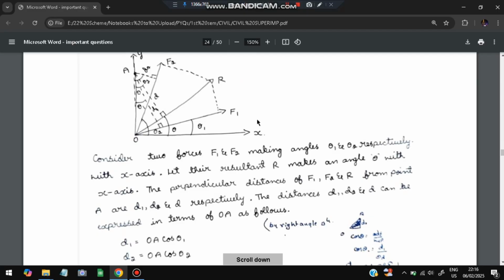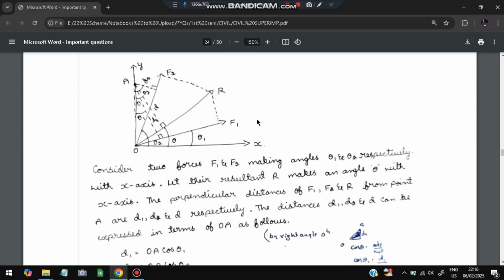Okay, so F1 is here, F2 is here, and the angle is theta 1 for F1 with the x-axis, and F2 is theta 2 with the x-axis. R is theta with the x-axis. So the moment of F1 and F2 we will calculate, and then we'll add them up, and that will be equivalent to the moment of R.